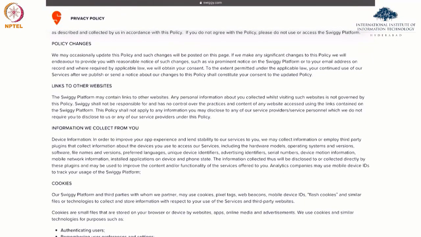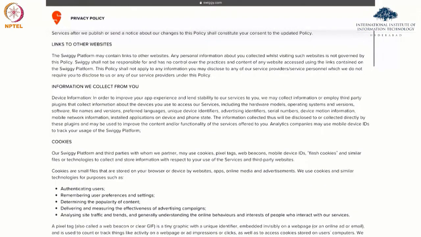Links to other websites, information we collect from you, device information, in order to improve your app experience and lend stability to our services to you. We may collect information or employ third-party plugins that collect information about the devices you use to access our services, including the hardware models, operating systems and versions, software, file names and versions, all that. Interestingly, if you look at this, right, it also says that to improve your app experience and lend stability to our services, we may collect, right?